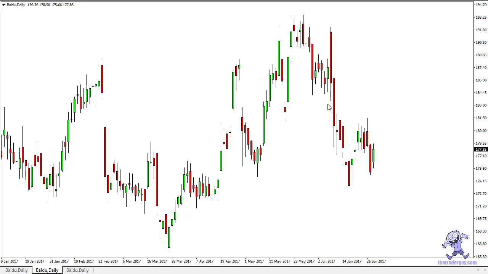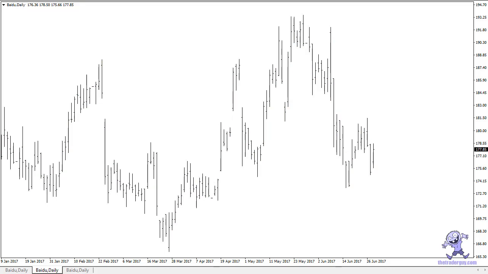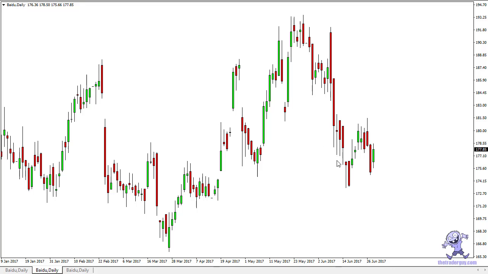Well, if you look at this, it looks very similar to the line chart and the bar chart. And there's a reason, because this also has 4 data points. So what happens with a candlestick is you get a body, which gets filled with a color depending on which direction the day went. So red being negative, green being positive in this case.